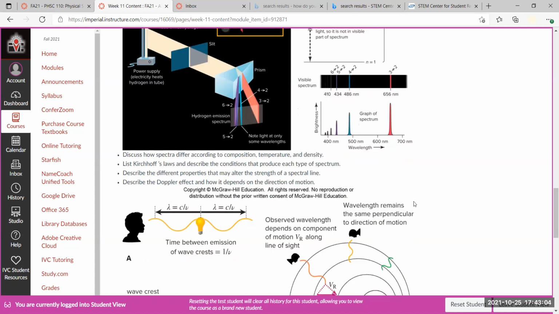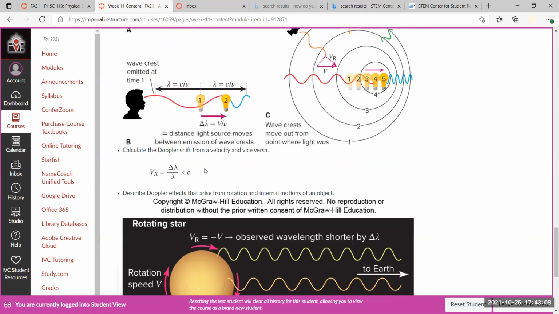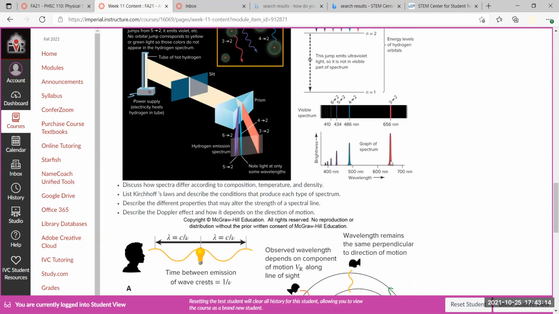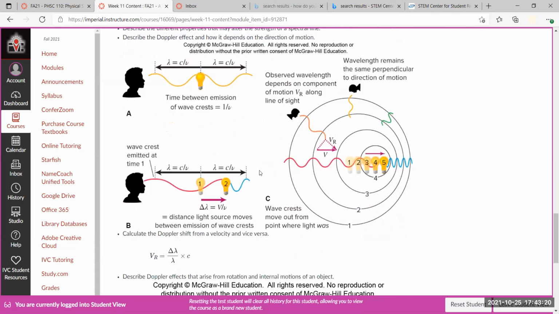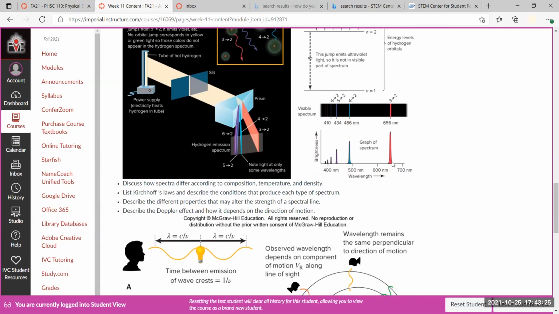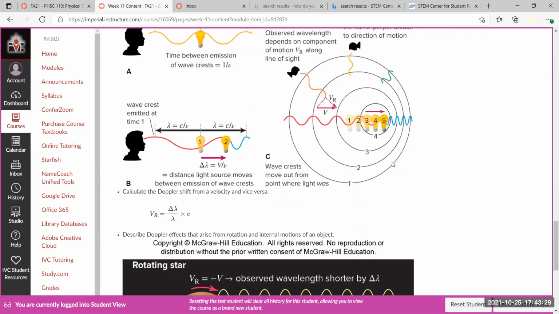Just by analyzing this one, I can find how fast it's moving using this formula. If I know the phase shift, in here it's about 4 nanometers, and I take this number and divide it by this wavelength, which is 656 for the red, I can find how far that galaxy is moving away from us.